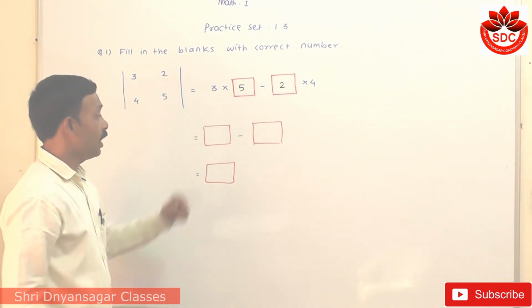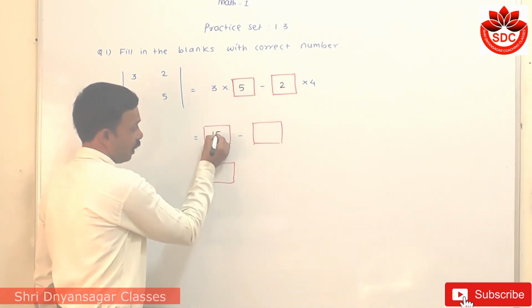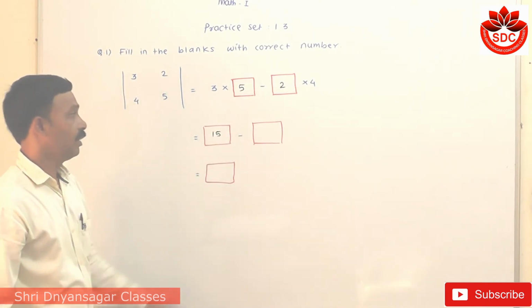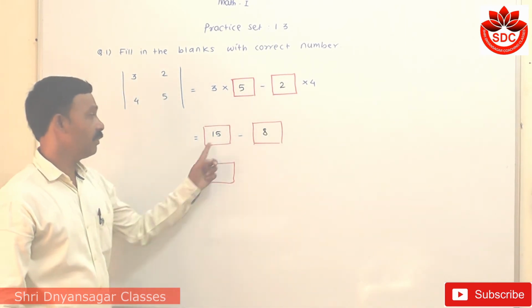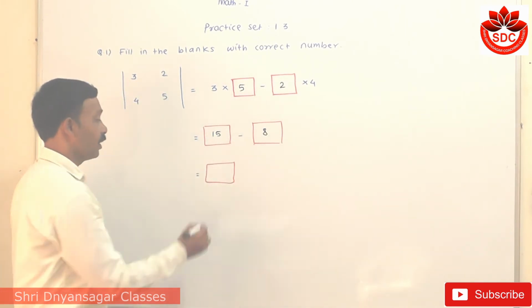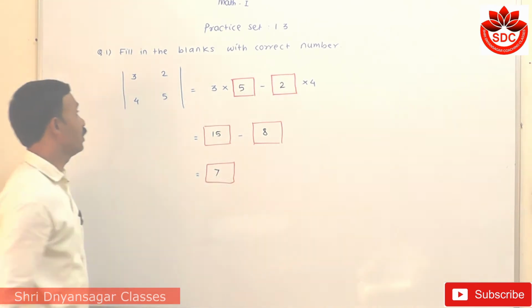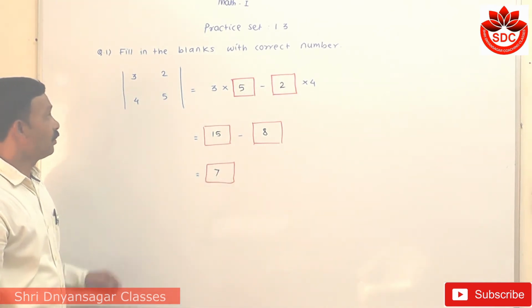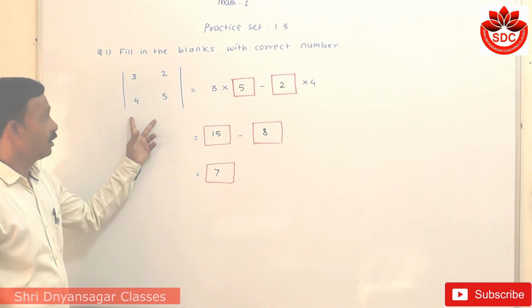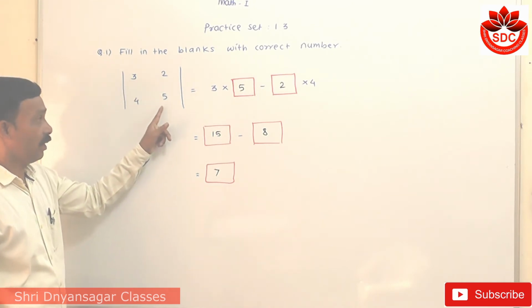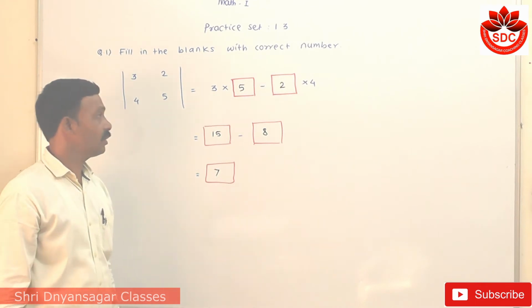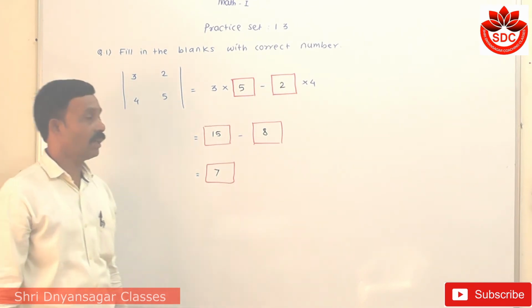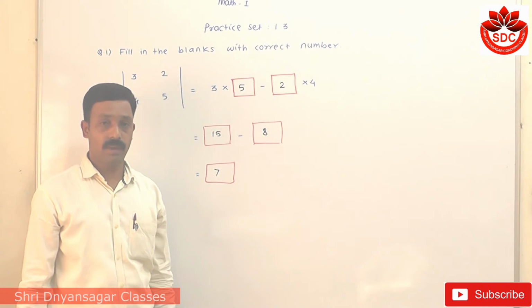Then 3 fives are 15. 2 fours are 8. And we subtract this. 15 minus 8 becomes 7. This is the value of the determinant 3, 2, 4, 5, and this is the answer for the boxes. Can you understand this? Okay, so simple. Such a type of question can be asked in your examination for 1 mark.